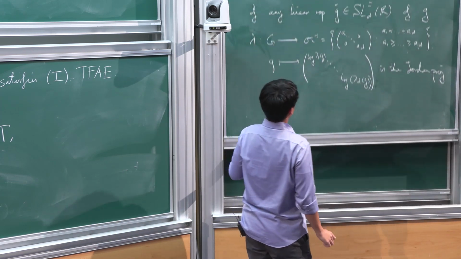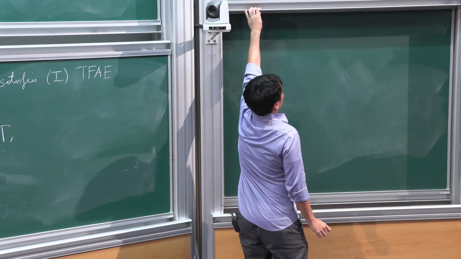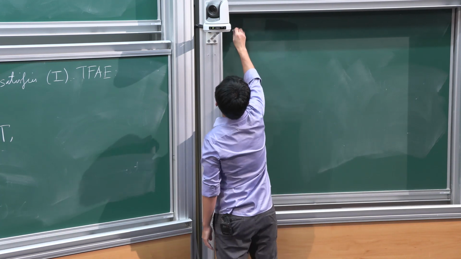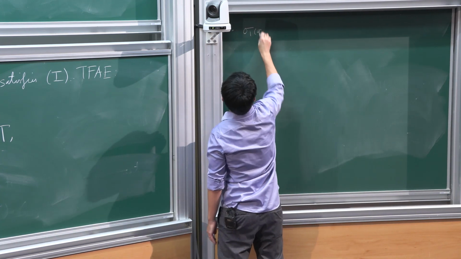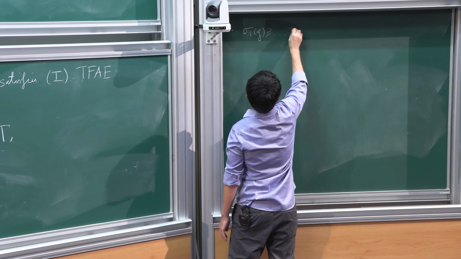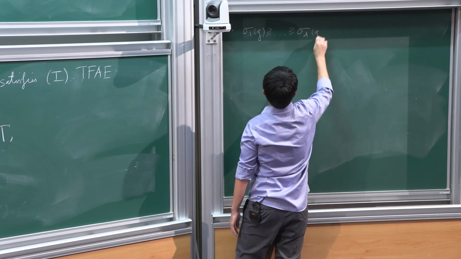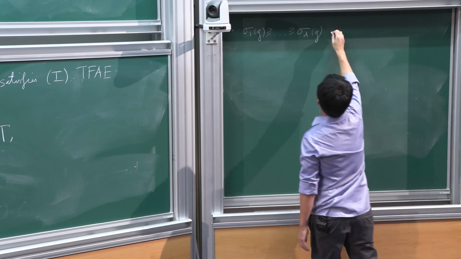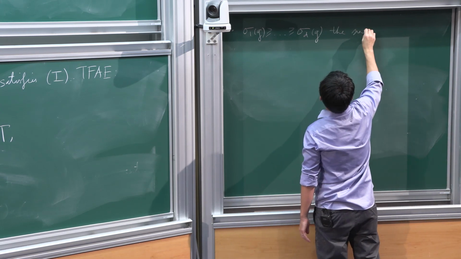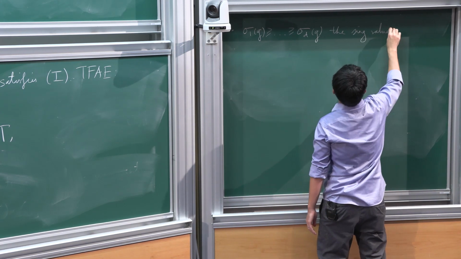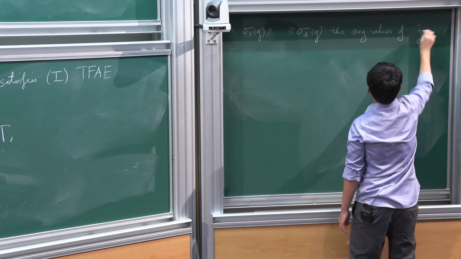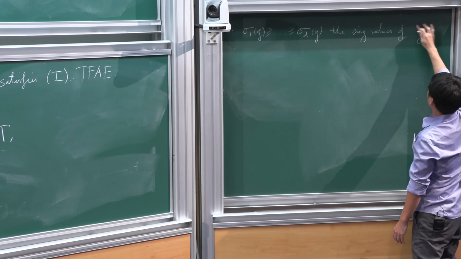Okay, and similarly, you can define sigma 1 of G to sigma D of G. Okay, so these are the singular values of the linear representative G bar again. Okay, so what are these singular values?